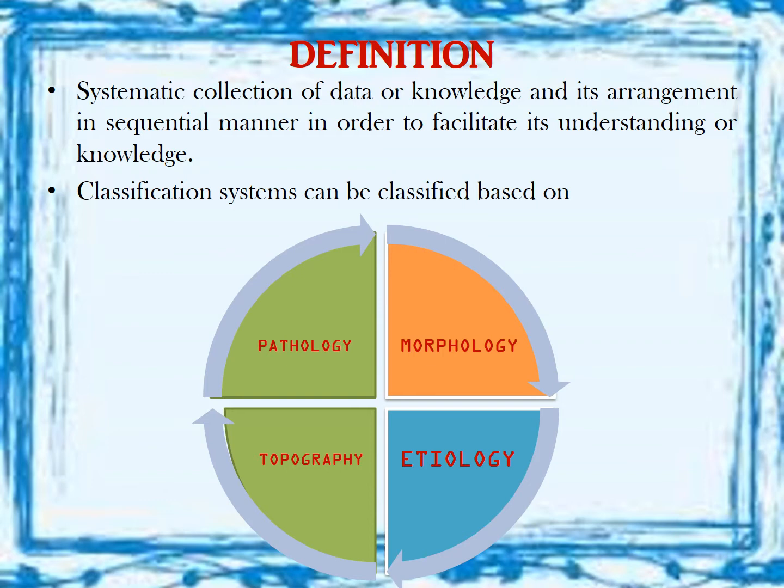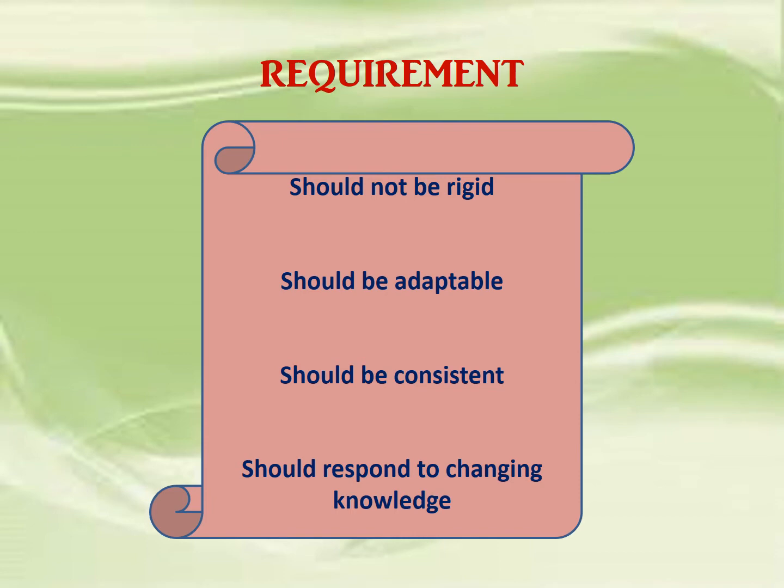Classification is defined as a systematic collection of data or knowledge and its arrangement in a sequential manner in order to facilitate its understanding or knowledge. Classification systems can be basically classified based on pathology, morphology, etiology and topography. Requirement of a classification. It should not be rigid. The classification should be adaptable, it should be consistent and it should respond to the changing knowledge.